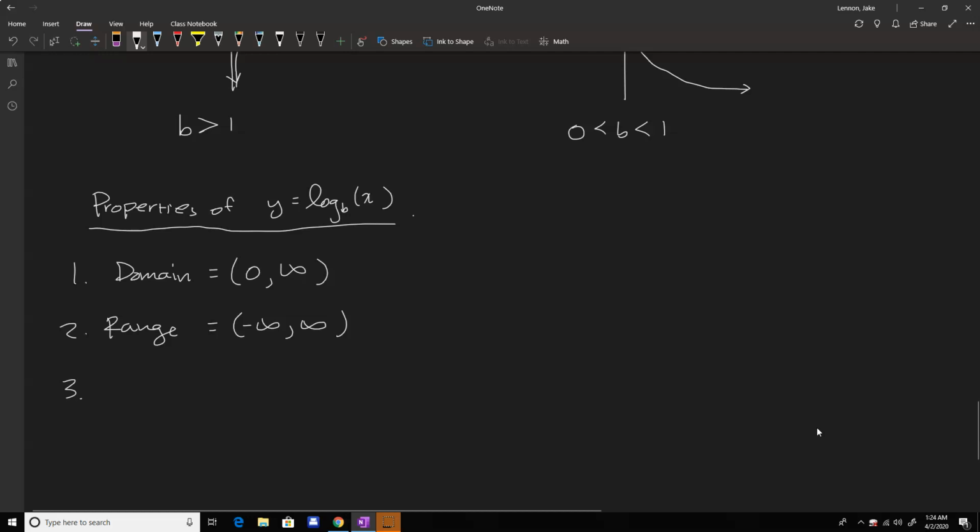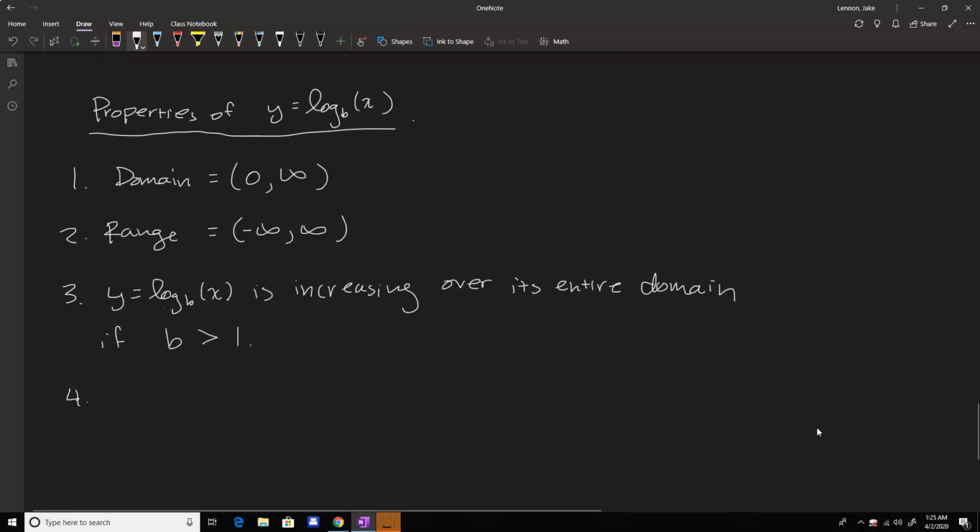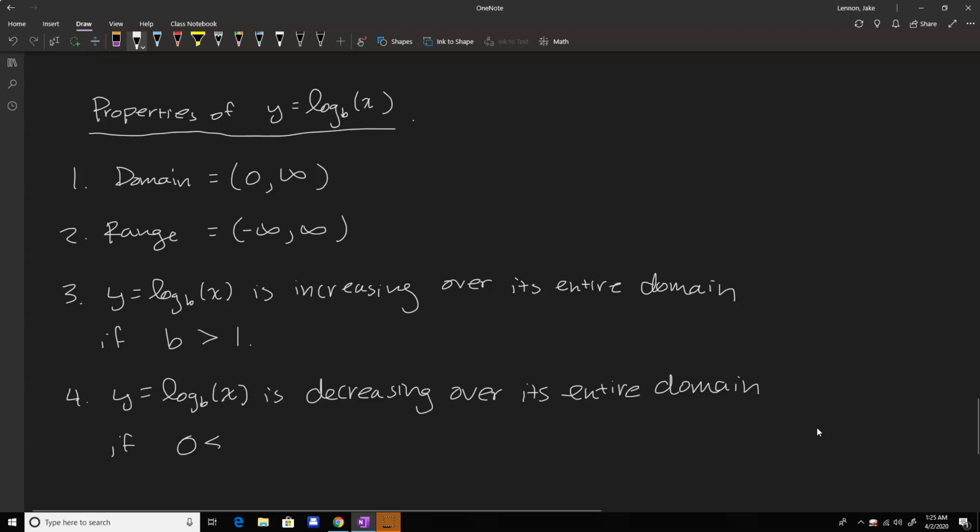3, y equals log base b of x is increasing over its entire domain if b is greater than 1, and we could say y equals log base b of x is decreasing over its entire domain if b is between 0 and 1.